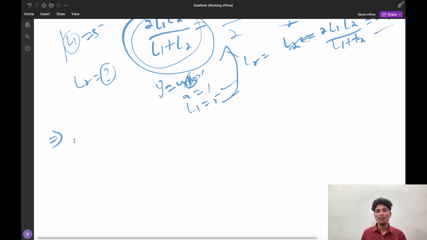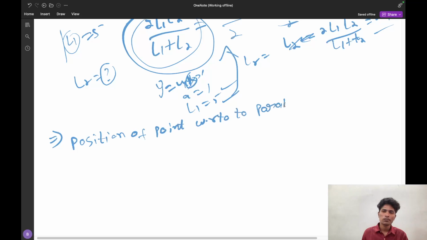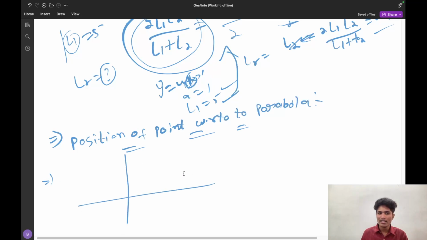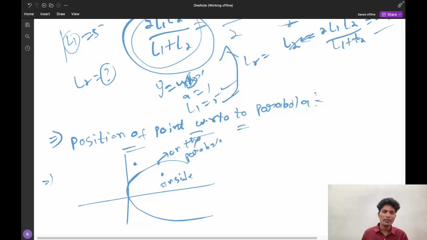Now again the same concept which we discussed in the circle, that is the position of a point with respect to a parabola. What is the position of a point with respect to a parabola? We have to find this. So I already said we have to draw the parabola and check the position of the point: it can be inside, on the parabola, or it can be outside.